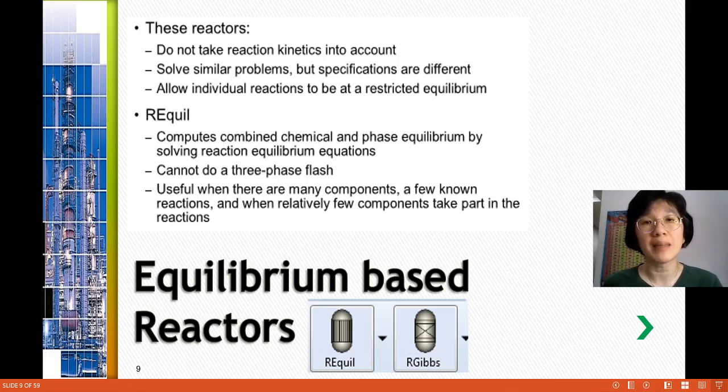But of course, there are some limitations, like R-Equil over here. We have R-Equil, one of the equilibrium-based models. One of the limitations is it cannot do the three-phase flash, meaning if you are having vapor-liquid-liquid equilibrium, you cannot use R-Equil. So those are the limitations that you need to take into account when you want to select the reactor model in Aspen Plus.